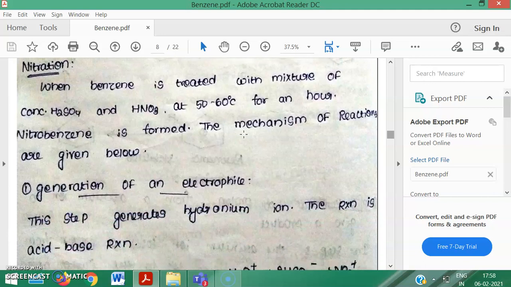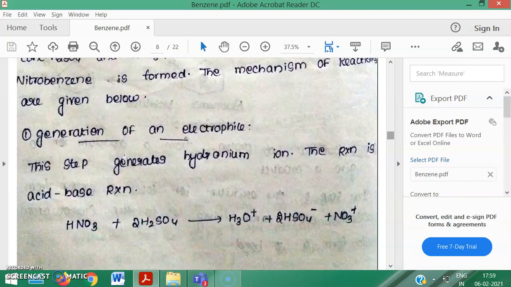Simply, nitration. Nitration is done in the presence of a nitrating mixture, that is H2SO4 and HNO3, at 50 to 60 degrees Celsius. To maintain this temperature, we can use an ice bath. Because both are acids, they produce a temperature of 100 degrees when mixing. So to decrease the temperature, we place the reaction in the ice bath, and in that condition nitration takes place.